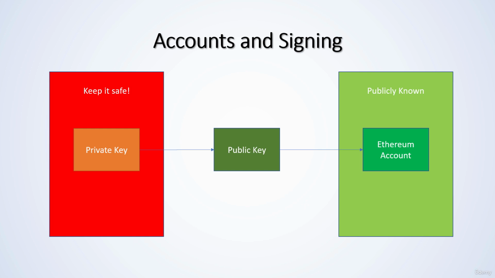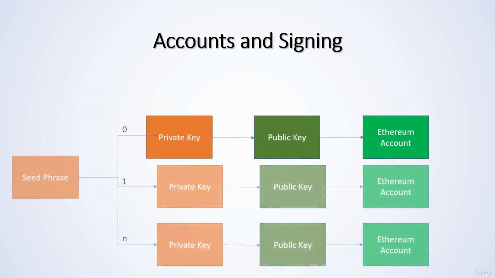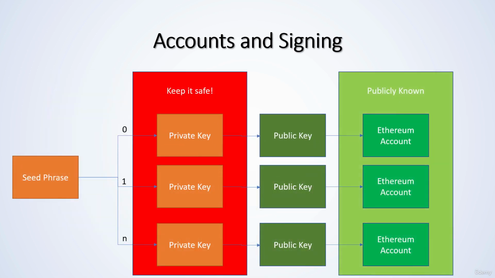Now there's one more thing, and that's with, especially with MetaMask, what I said before, the seed phrase. The seed phrase is run through a special kind of algorithm and uses an index to create these private keys. So you can have a virtually unlimited number of private keys, and then a virtually unlimited number of public keys, and virtually unlimited number of Ethereum accounts from one seed phrase. So that one is the thing that works in MetaMask behind the scenes.